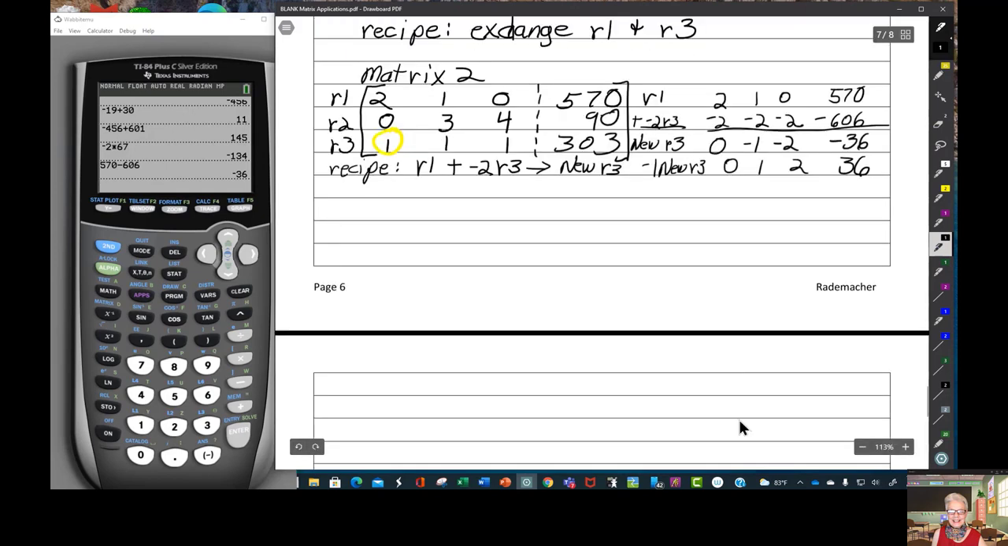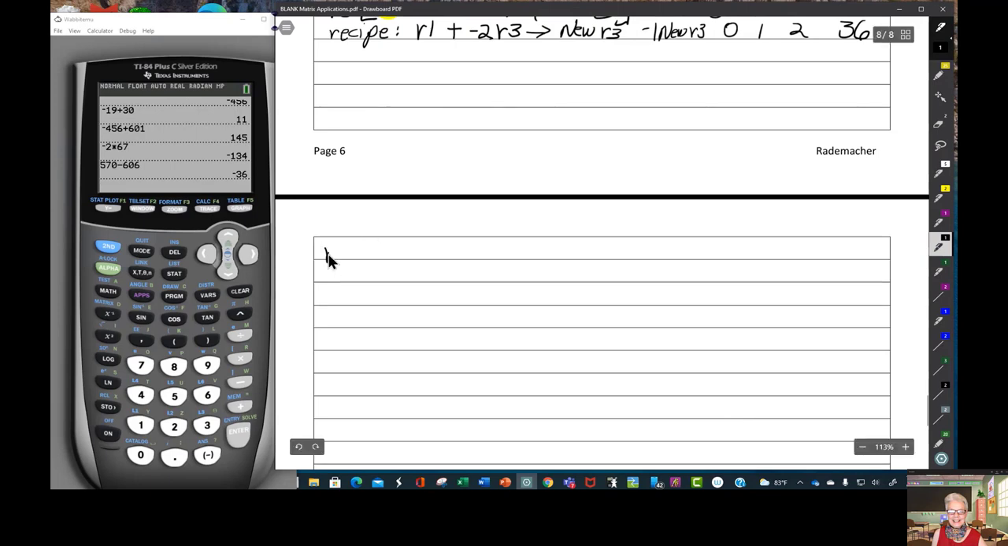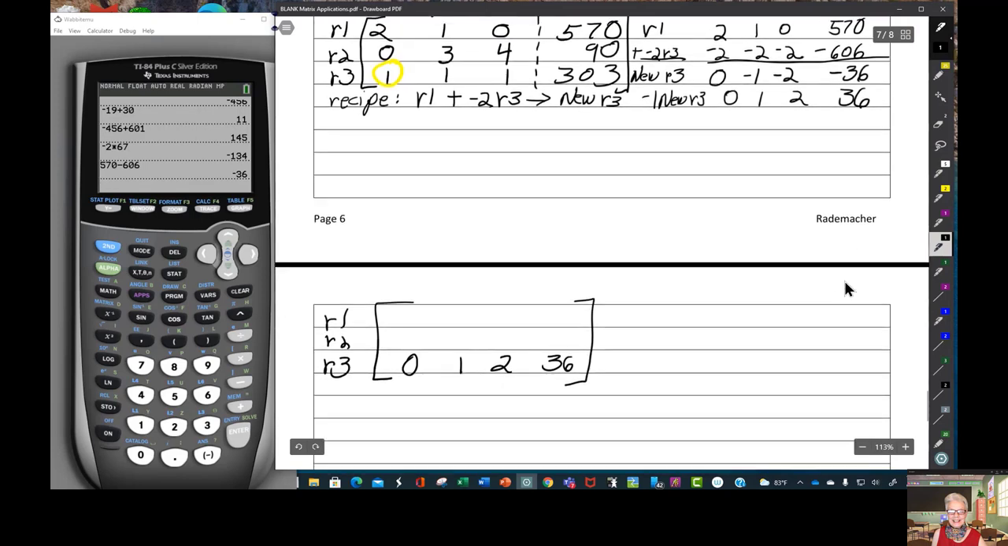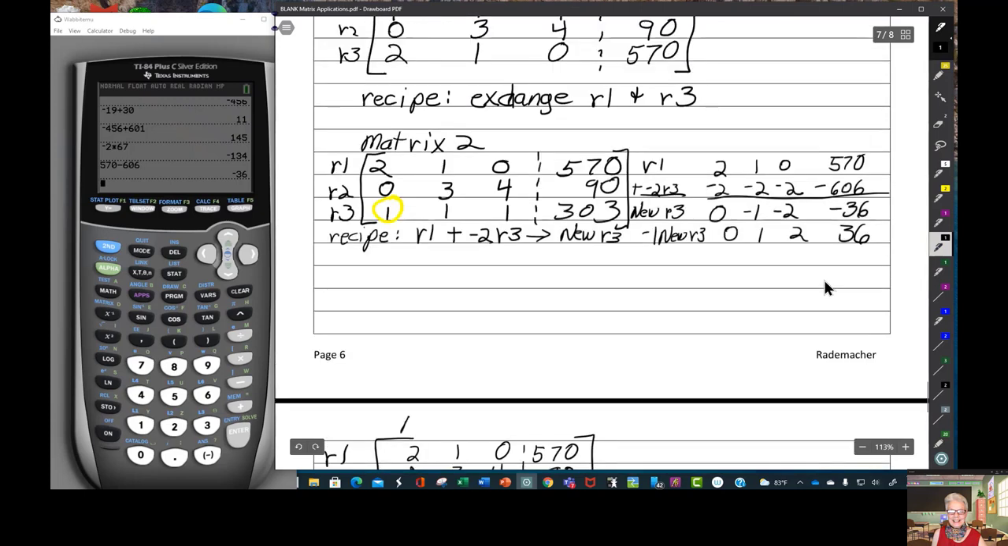And now, I'm going to move down here. Row 1, row 2, row 3. Write my new row 3, which is 0, 1, 2, 36. And 0, 3, 4, 90. And 2, 1, 0, 570. So this is matrix 3.